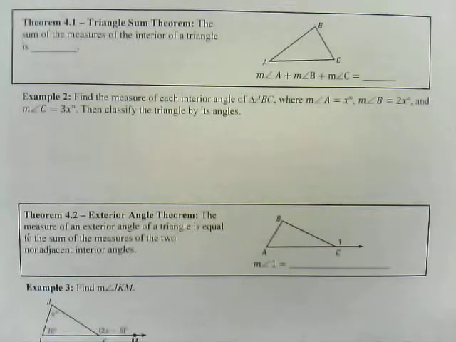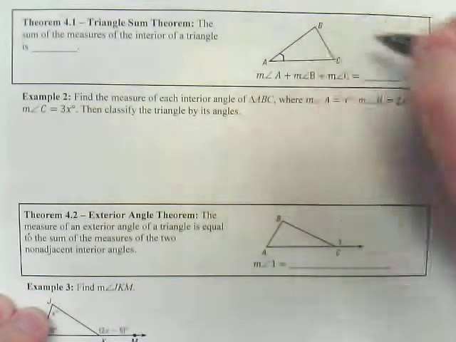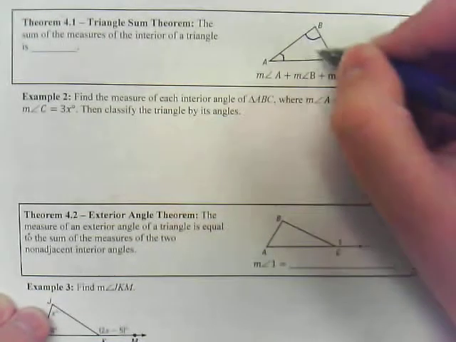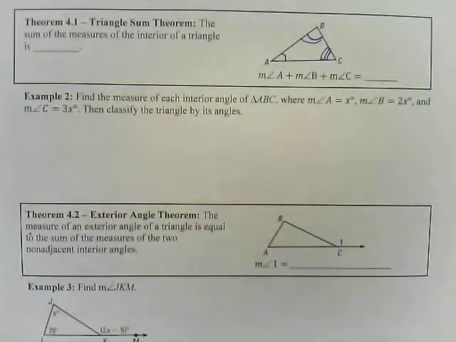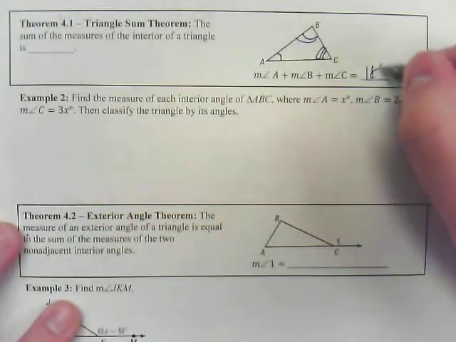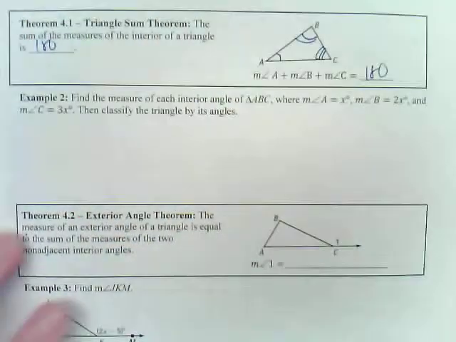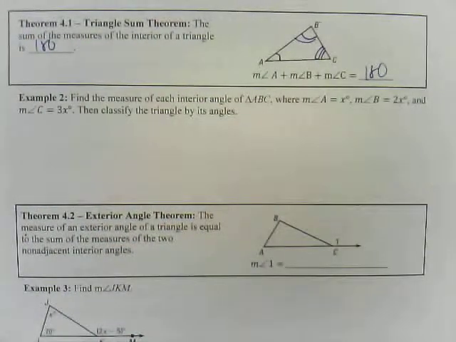Theorem 4.1 tells us that the sum of the measures of all the angles of a triangle, they all add up to 180 degrees. So that means if we were to take this angle, add to it this angle, and then add to it this angle, if we added all 3 of those angles together, we would get 180. So the sum of the measures of the triangle is 180 degrees.